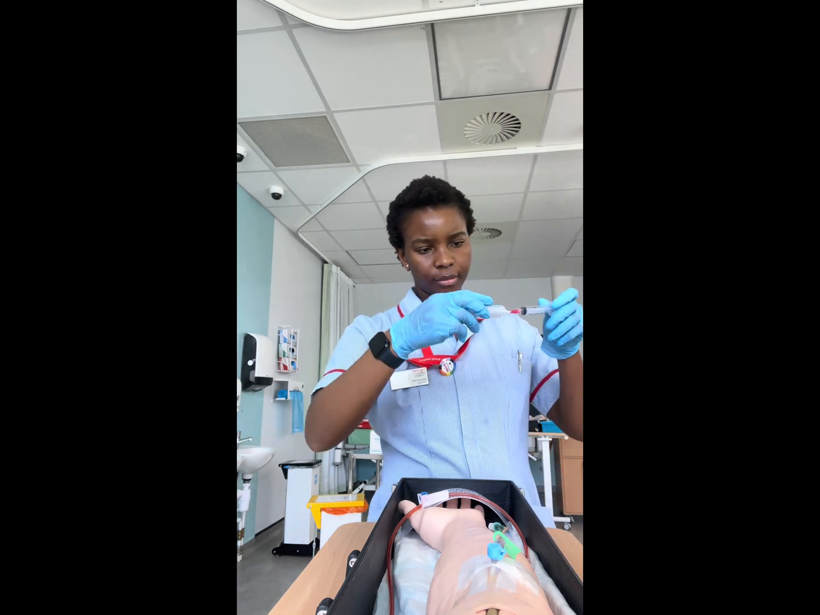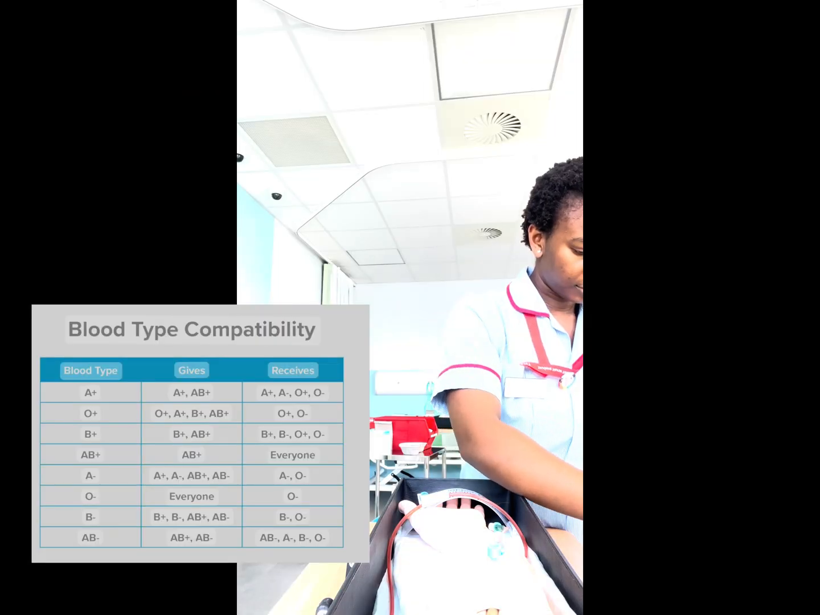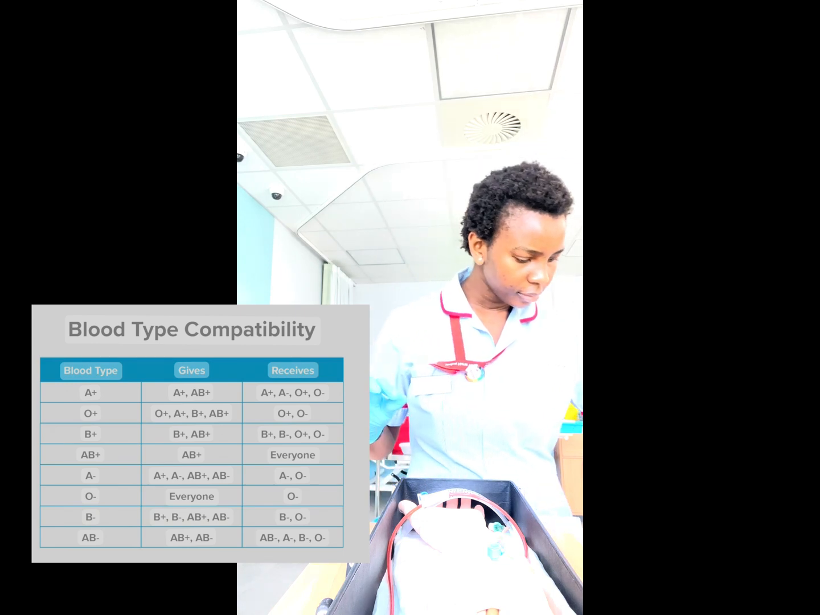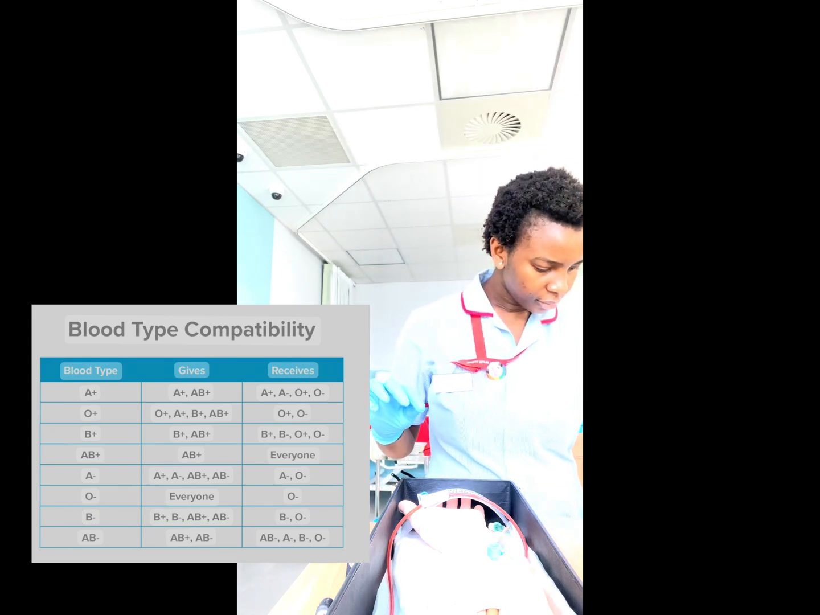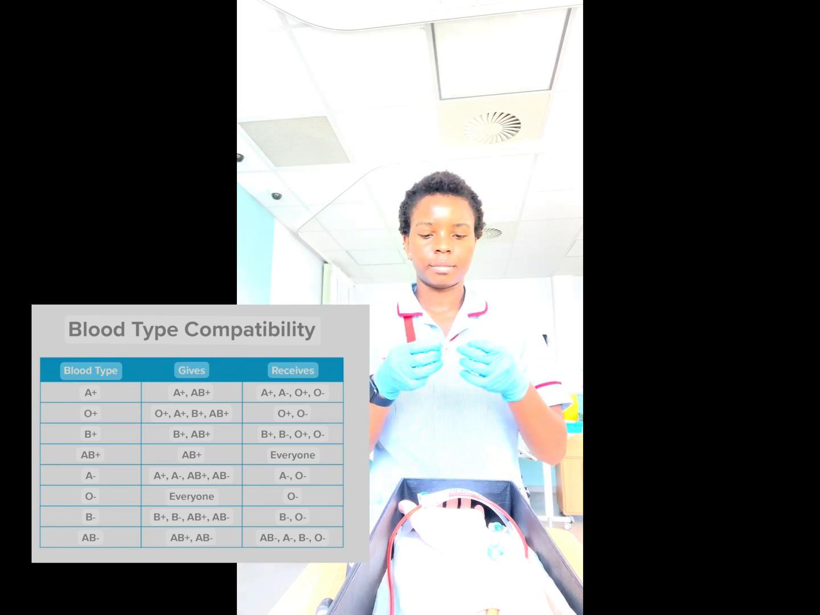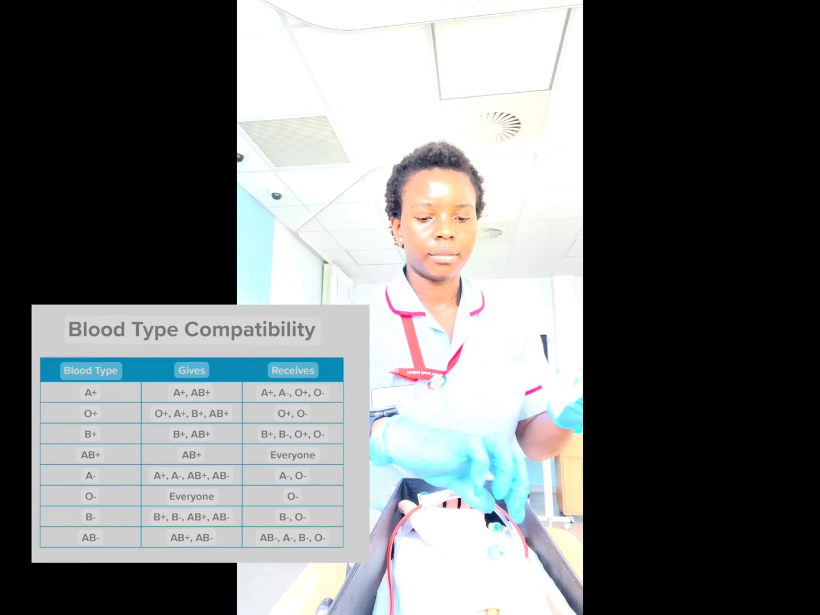Now, looking at the four main blood group types, which are A, B, AB, and O. It's quite important to know that O is the universal donor, and can give blood to everyone, and can also receive blood from everyone. And AB is the universal recipient.